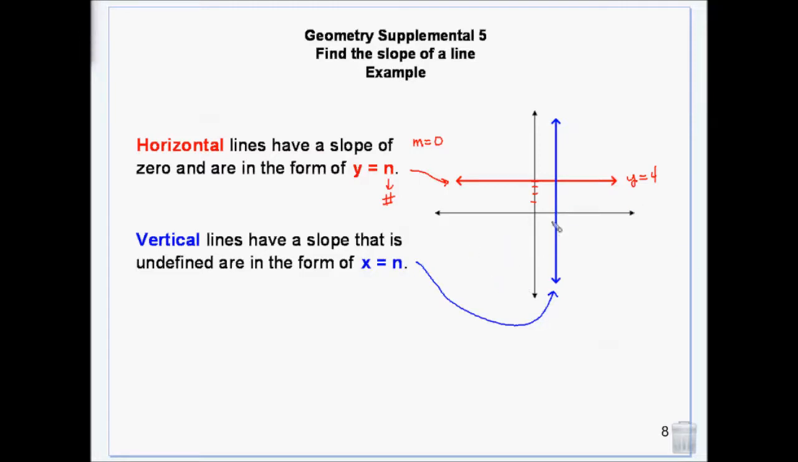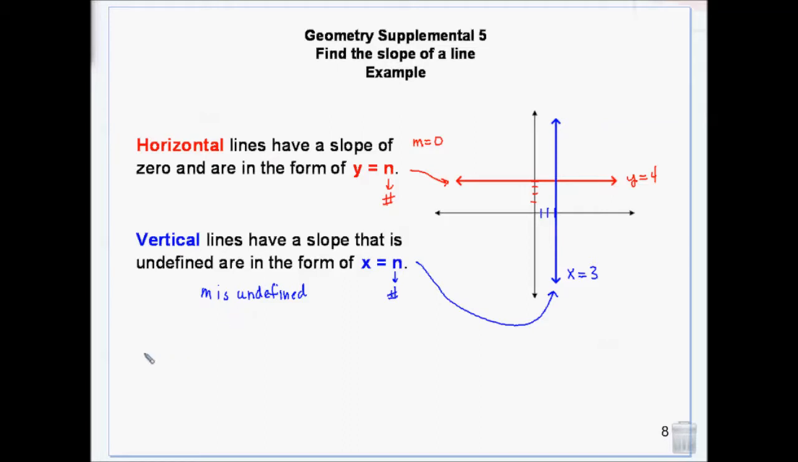Vertical lines, lines that go straight up and down, have an undefined slope, so m is undefined. And they're of the form x equals some number. So if this was 1, 2, 3, this line would be x equals 3. So you just find where the line hits the y or the x-axis, and that's the number that it equals.